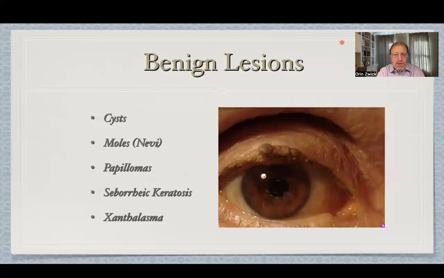Cysts, moles, papillomas, keratoses, xanthelasma are all benign lesions, and they present in different ways. This lesion here looks like a raised, stuck-on keratotic lesion, pigmented.